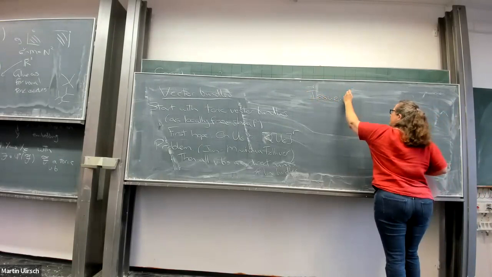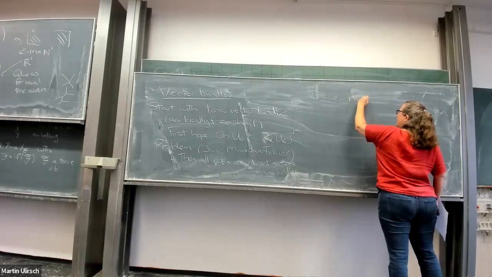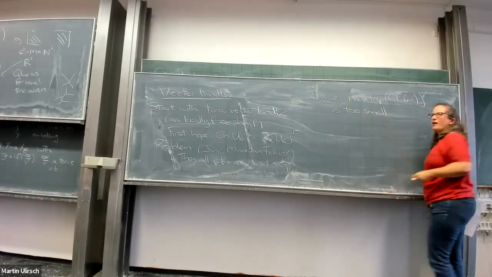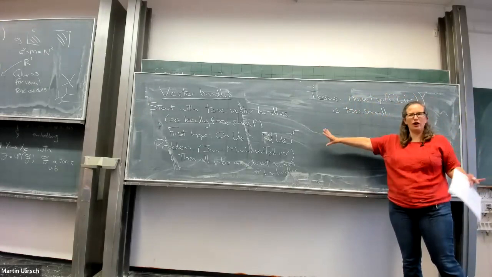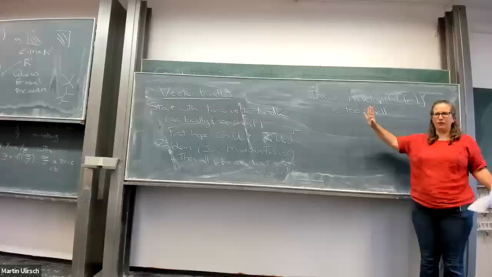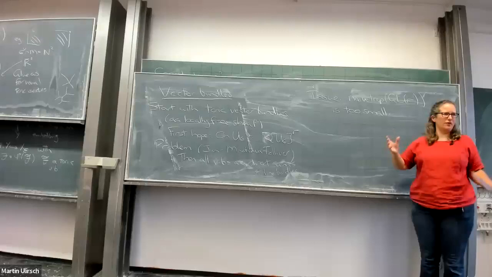maybe, I can't remember what Dimitri called it, but let's call it naive tropical GL_n, is too small. So somehow the story, and this becomes a problem in my setting where the topology is also too coarse. The story you heard this morning, they managed to get around it by allowing more complicated piecewise linear functions.